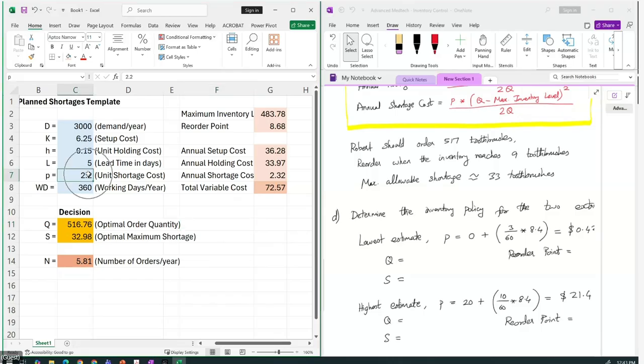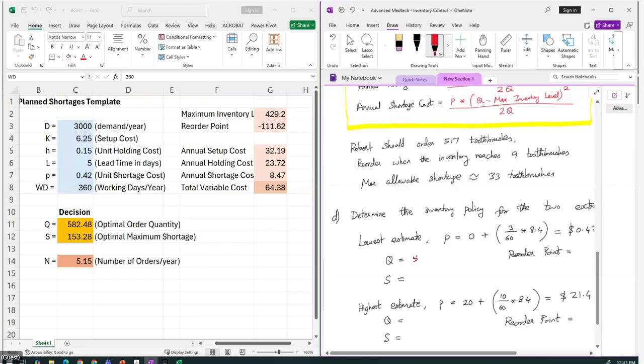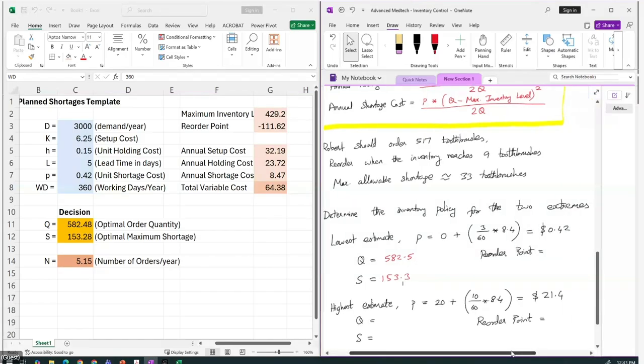So here P, I have to first make it as 0.42, right? So you can see here 582 would be my revised Q value, approximately 582.5, okay? And S will be 153.3. And what will happen to my reorder point? It is minus 111.6. What will be the highest estimate in this case? Reuse the template. Quickly tell me.